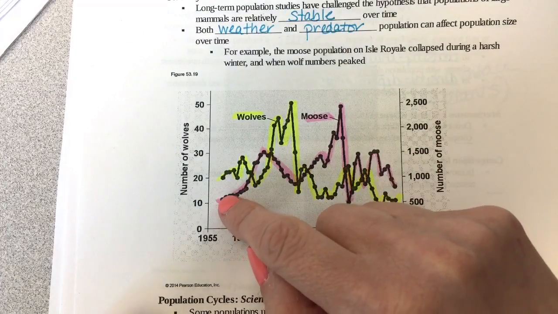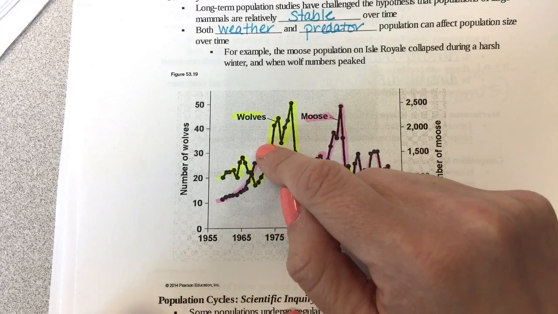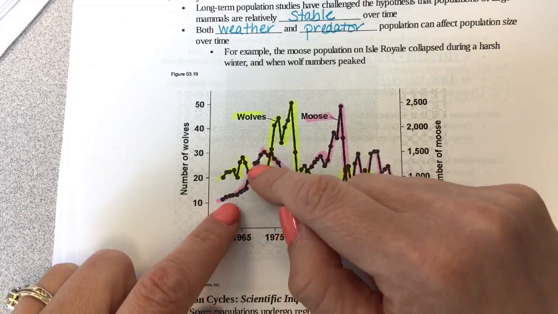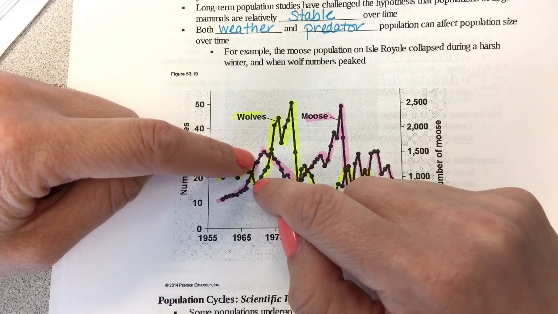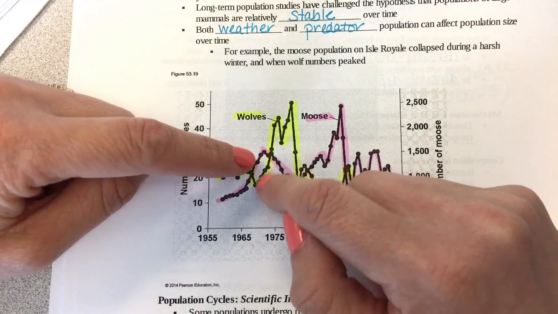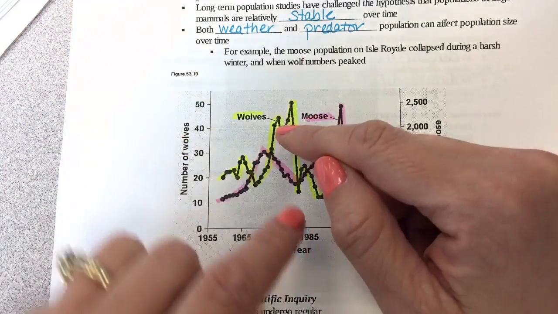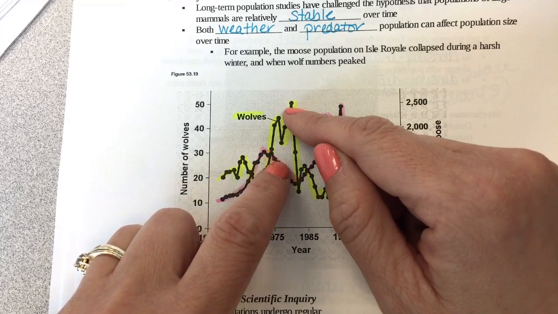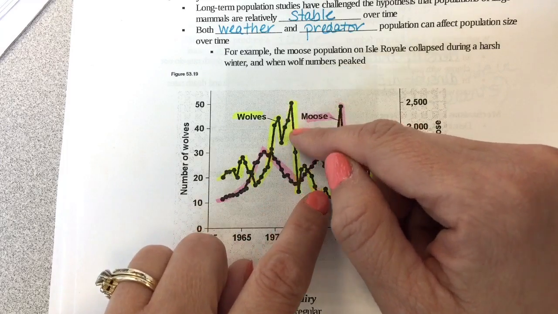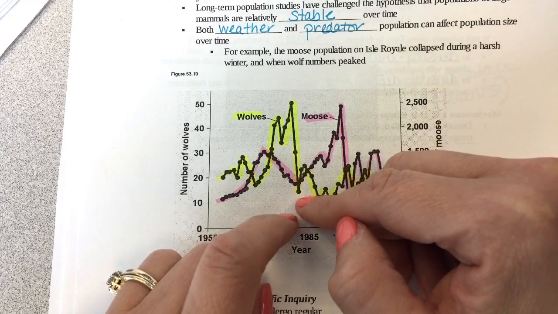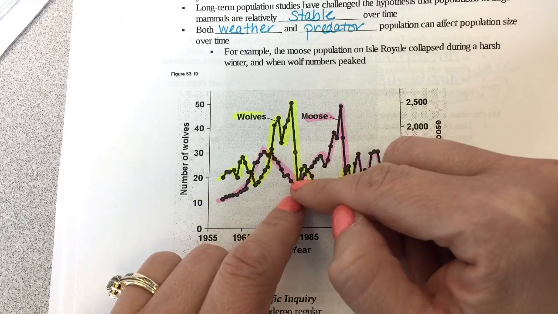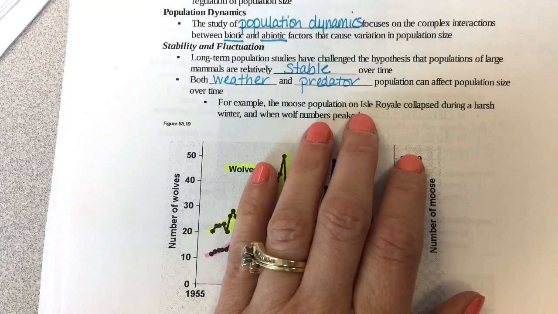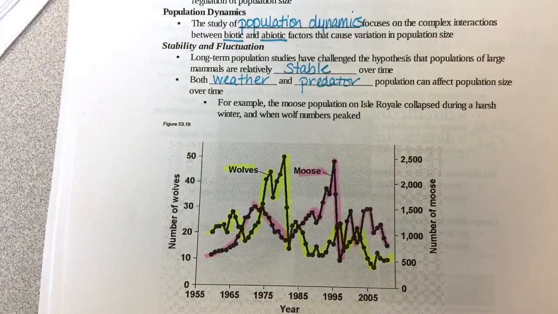So if you notice here, we see the moose going up. The moose is pink. Moose going up, that's the prey. And then notice right after that, the wolves start going up because there's a lot to eat. And then as the wolves go up, they start hunting more moose, and the moose go back down. And then following shortly after, the wolves go back down. And as the wolves go back down, that's the predator, the moose start going up, and so on and so forth. So that's one example of a predator-prey relationship.